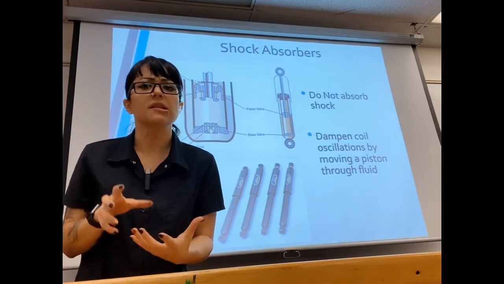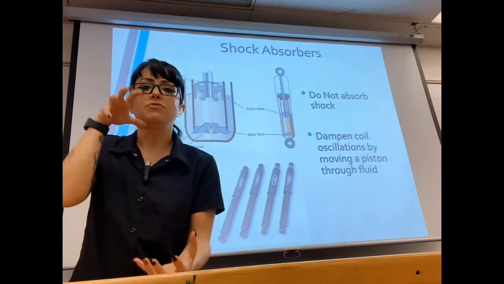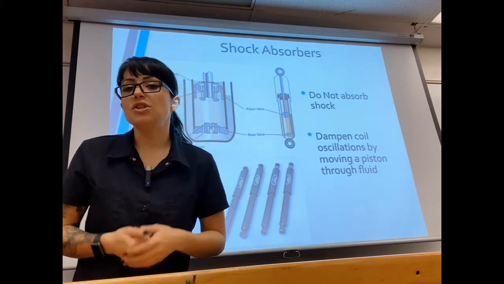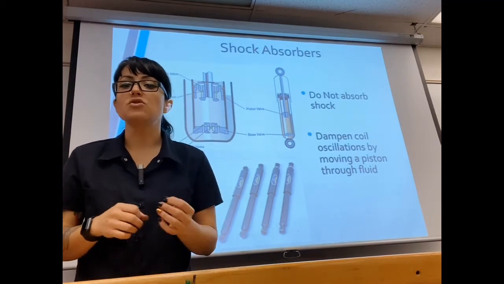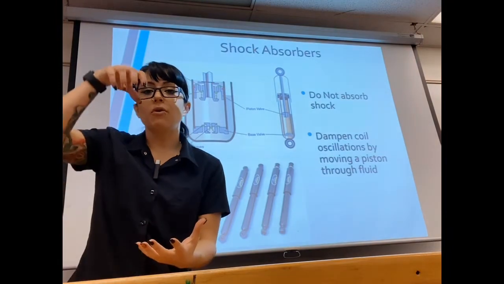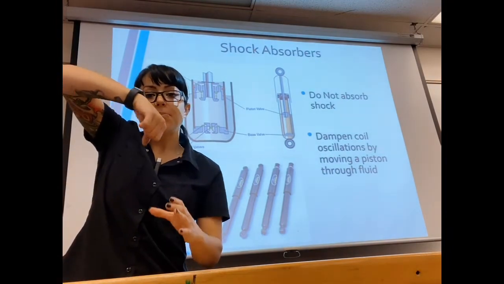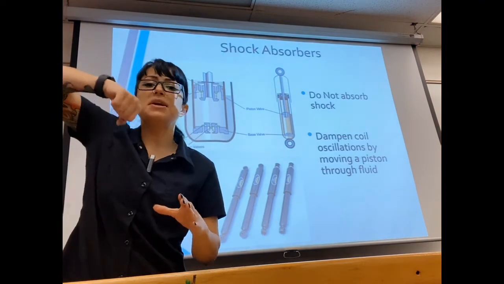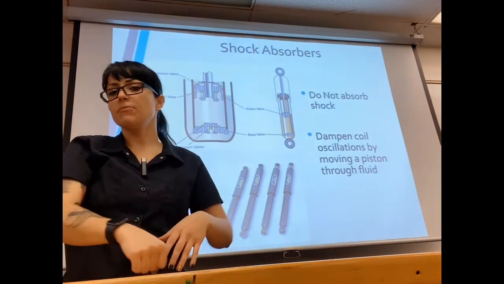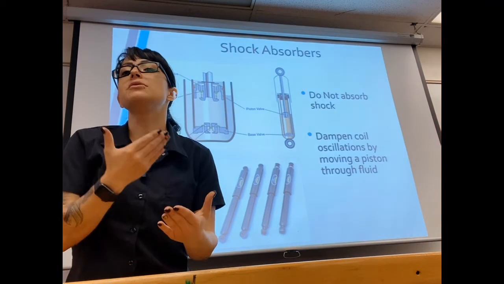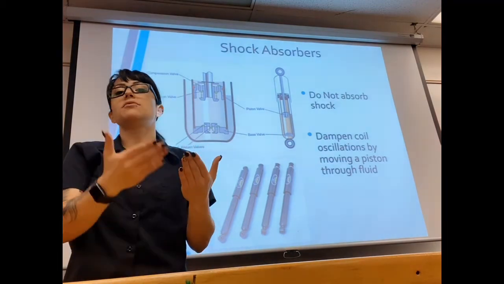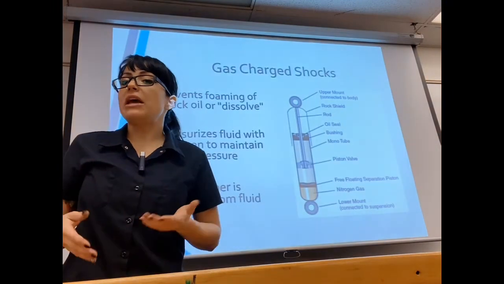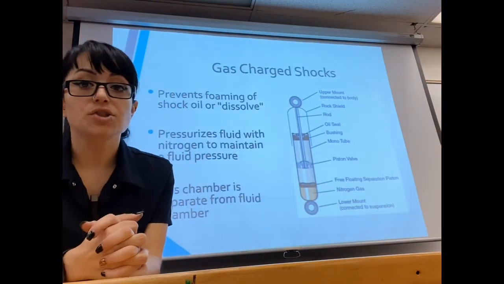So that term oscillate is referring to jounce, rebound, jounce, rebound, jounce, rebound. And we're doing this usually using some sort of fluid going through a valve. So I've got a tube and a piston that's moving through this tube that has fluid in it. So that piston moving through fluid is going to slow down that jounce and rebound. Now they do make gas charged shocks.